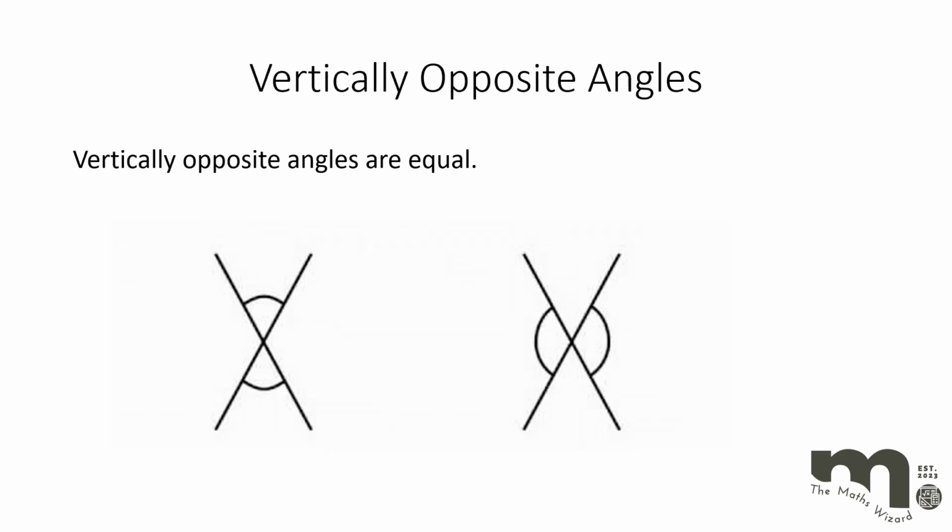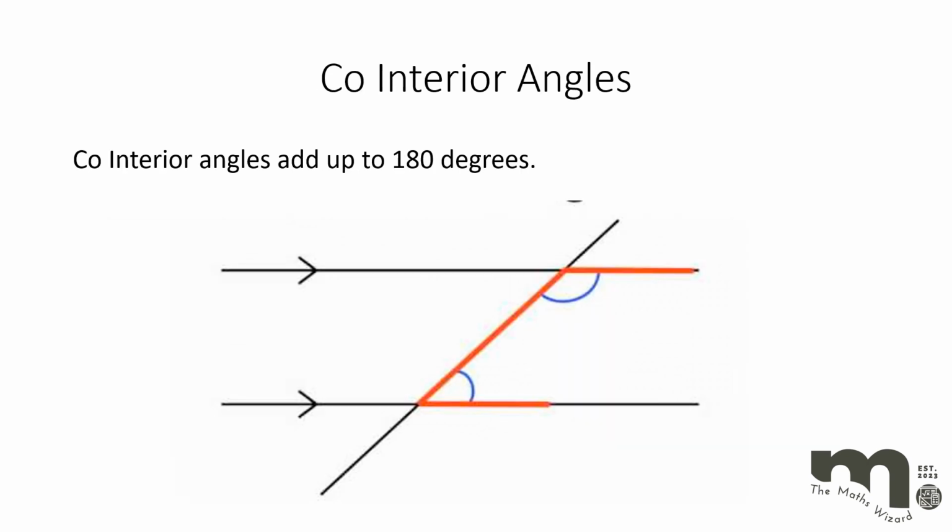Next slide is the nice easy one. Vertically opposite angles are always equal. These two would be the same as these two here, which are illustrated on the picture on the right hand side there.